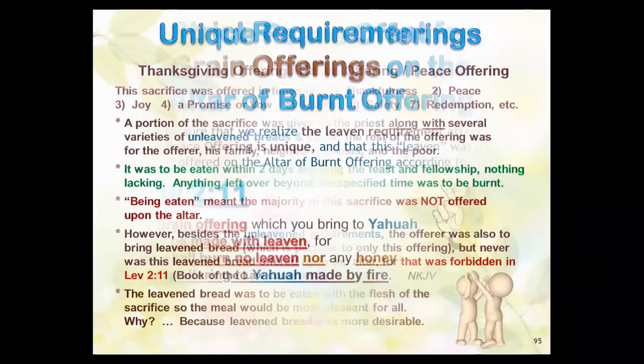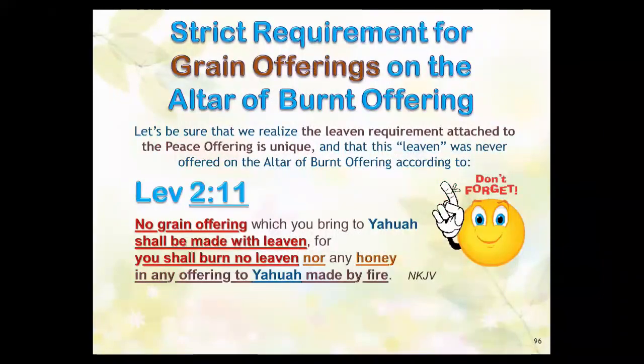So let's be sure that we realize that the leaven requirement attached to the peace offering is unique, and that this leaven was never offered on the altar of burnt offering according to Leviticus 2:11. Don't forget, it says, no grain offering which you bring to Yahuwah shall be made with leaven, for you shall burn no leaven, nor any honey in any offering to Yahuwah made by fire. And those detailed instructions are found in the book of the law. That's where Leviticus 2 is.